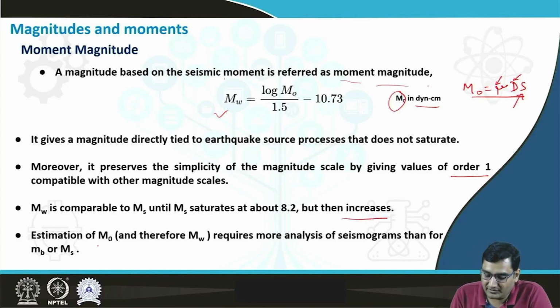Estimation of M naught, and therefore the moment magnitude, requires more analysis of the seismogram than for MB and MS. So it is a little bit difficult to calculate, because it requires more analysis of the seismogram to find the various other parameters in order to calculate the moment magnitude of an earthquake.